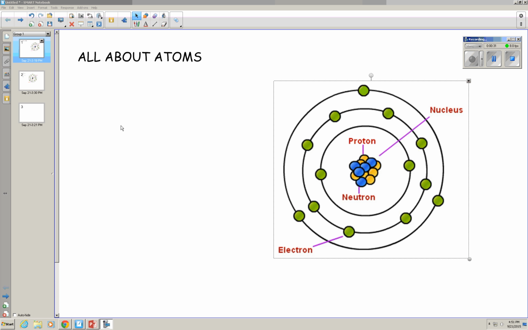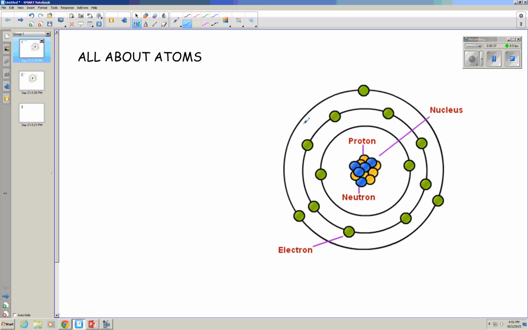Okay, so let's get the basics out of the way. Everyone knows that all atoms contain three things, things we call protons, neutrons, and electrons. Most of you know that atoms are spherical, and granted, this is a two-dimensional arrangement here, but the nucleus of an atom is the place where the protons and neutrons sit.